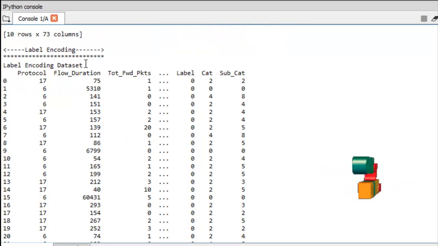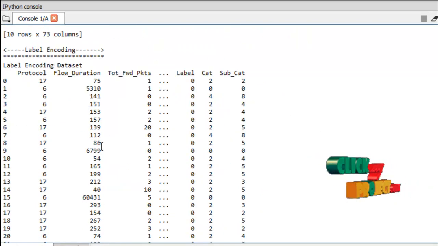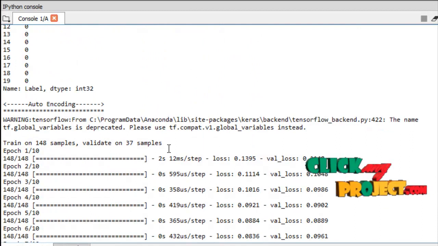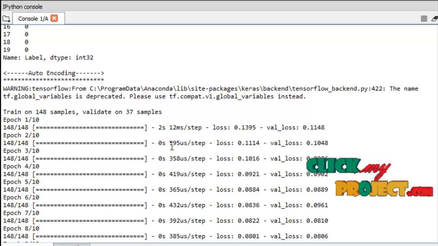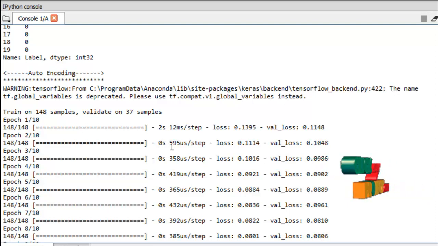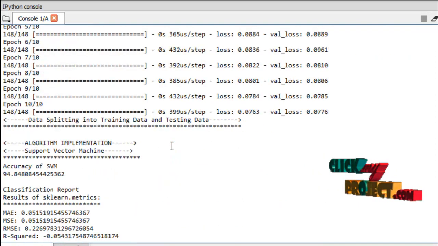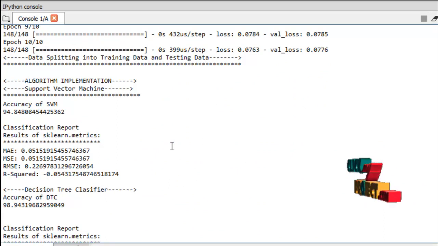Label encoding. Label encoding is to convert categorical values to numerical values. Next, data splitting. Data is split into X label dataset and Y label dataset. Next, autoencoding. Autoencoding is a dimension reduction process to select the best values in our dataset. Data splitting. Data is split into training and testing data.